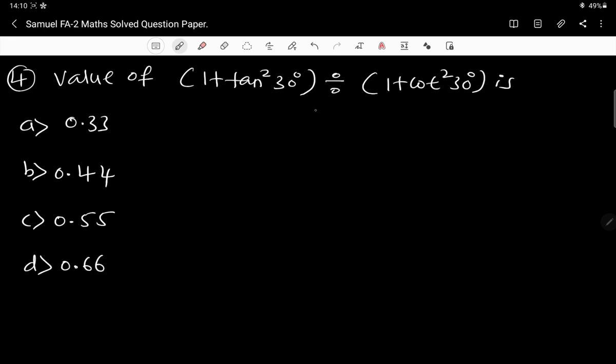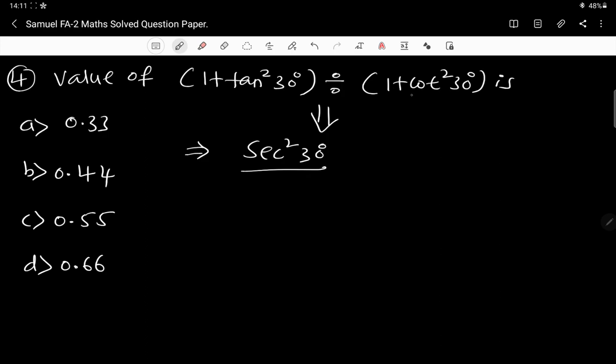Let us try to understand this. Rather than substituting the values, you know that 1 plus tan square theta is secant square theta. Directly you can write it as secant square 30 degree. Then divided by, you can directly write the divided by symbol like this also.